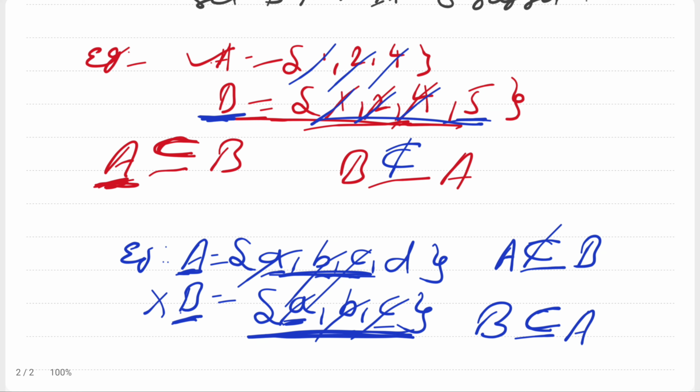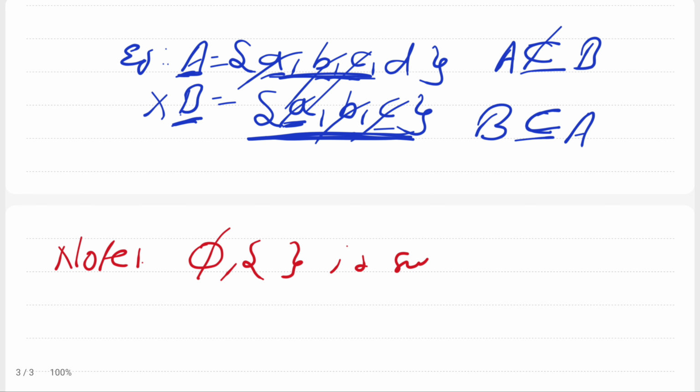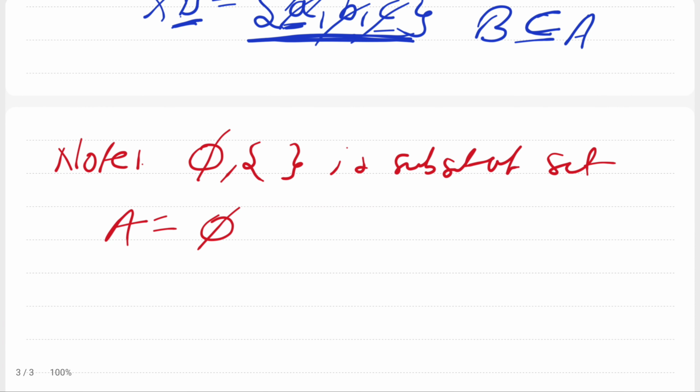One more important note for you. The important note is that the null set, which we can write like this, or call the empty set or null set, is a subset of every set. Example, let's suppose here the null set is given as A, and here B is given as 1, 2, 3 and 4.